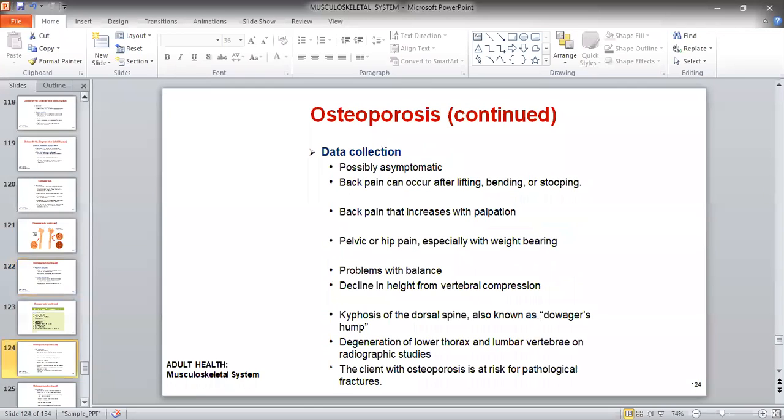What are the signs and symptoms of osteoporosis? The data collection, right? Usually patients complain of back pain or fracture, kyphosis, deviation of the curvature of the spine, or reduced height. It is a complication. It is a sign in data collection for the patient. Sometimes asymptomatic, back pain, back pain that increases with palpation, or problems with balance, decreased height, kyphosis, degeneration of the lower thorax, right? All of these are signs and symptoms.